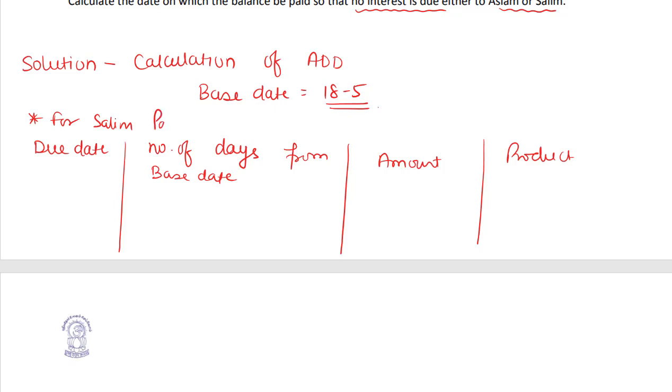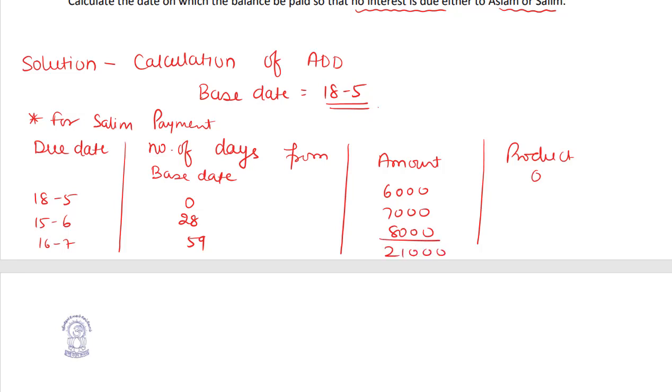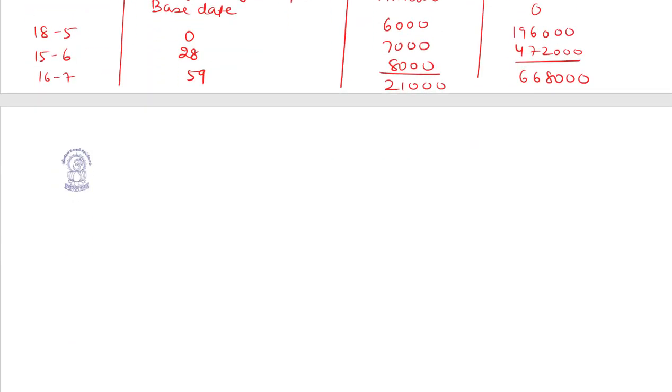For Salim payment, the due dates are 18th May, 15th June, and 16th July. 0 days, 28 days, 59 days. Amount 6,000, 7,000, 8,000. Total 21,000. Product 0, 1,96,000, 4,72,000. Total 6,68,000.